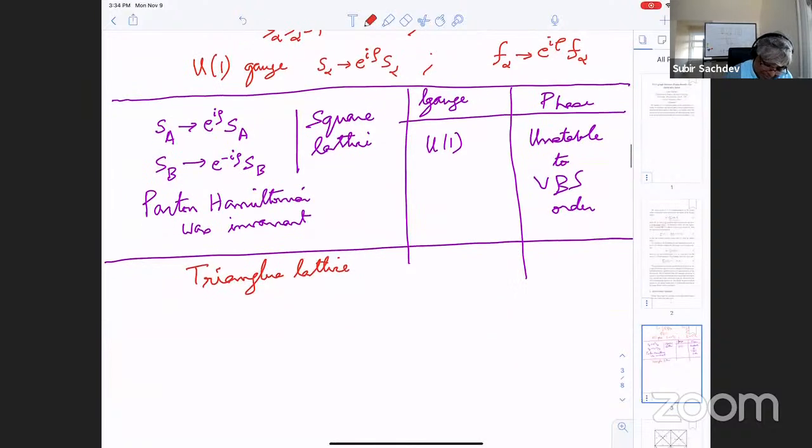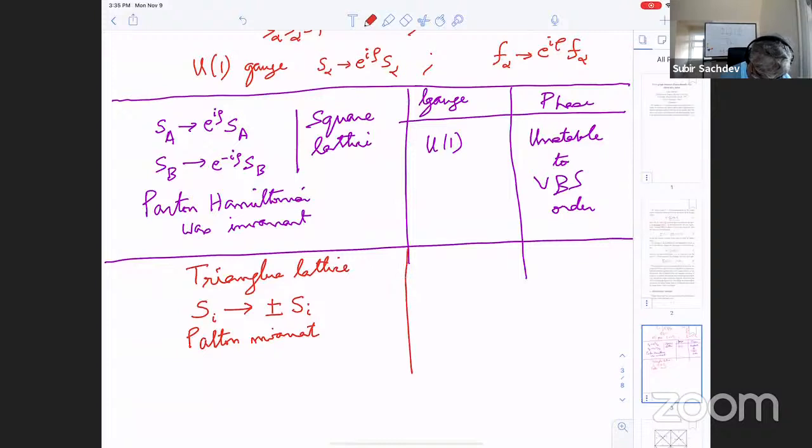And in the triangle lattice, what we found was that there was some parton Hamiltonian. And in this parton Hamiltonian, there was only a Z2 gauge invariance. So Z_i on any site could go to plus or minus 1 times S_i, and then the parton Hamiltonian was invariant. And so then the gauge symmetry here was Z2. And what you get here is the Z2 spin liquid.